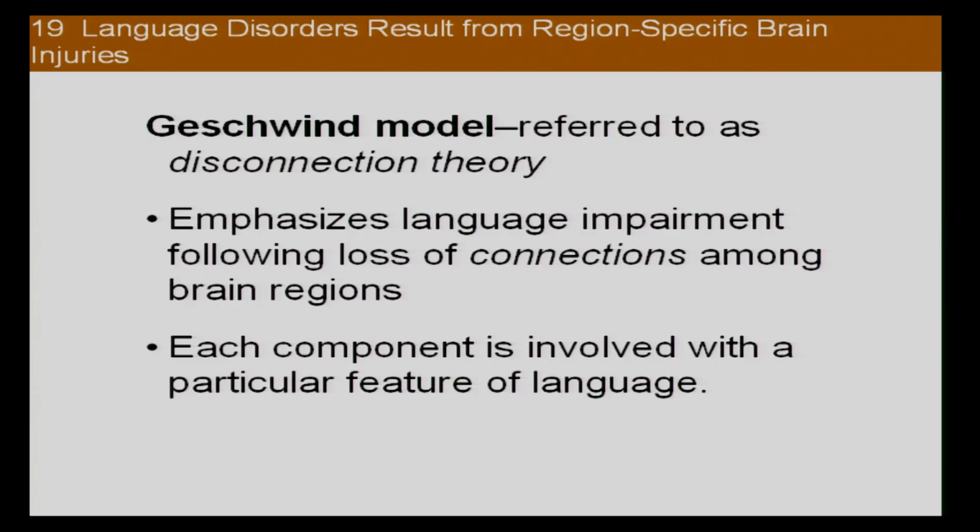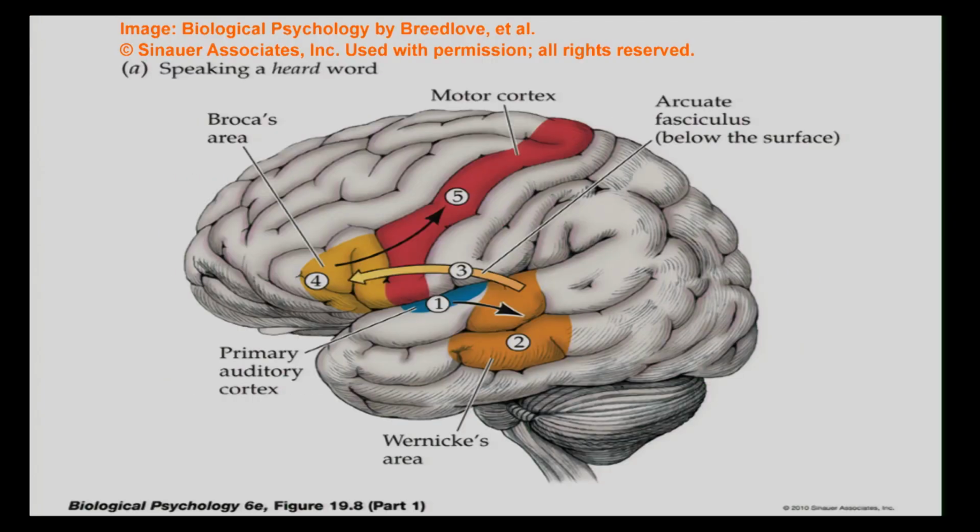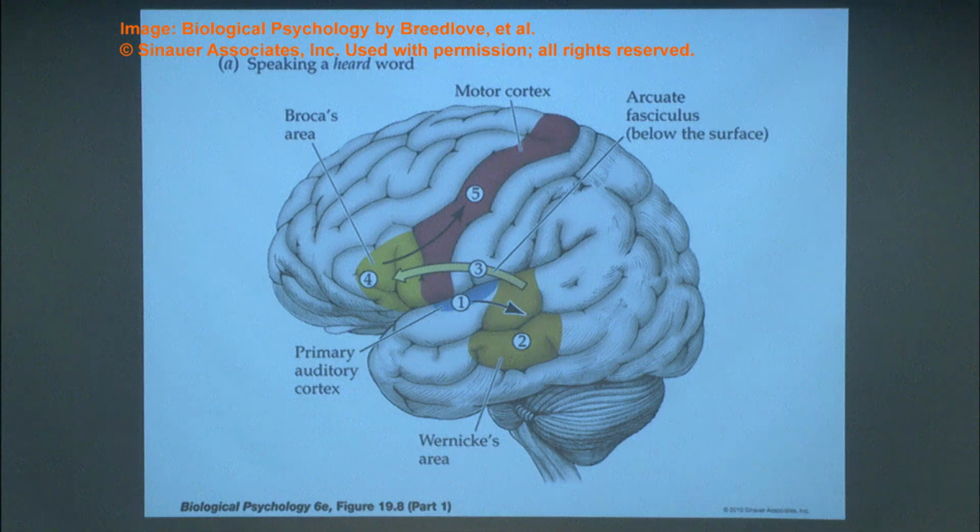Geschwind was focused on the idea of a disconnection theory. This part of the model emphasizes language impairment following loss of connections among brain areas, and each component, kind of like the first part that I talked about here, each component is involved with a particular feature of language. So let's see exactly what they mean. So again, this is the Wernicke-Geschwind model, where different brain areas and different connections have particular roles in our language production and comprehension. So this is speaking a heard word.